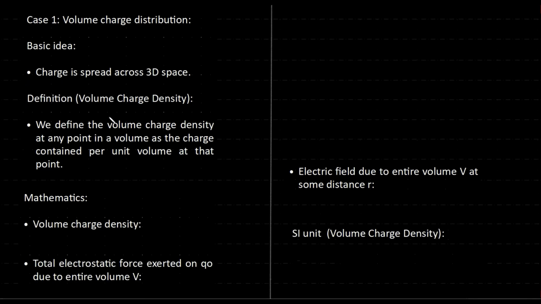First, we're going to start off with volume charge distribution. The basic idea here is that the charge is spread out in a three-dimensional space. That's why it's called volume charge distribution. A term that we need to know here is volume charge density. We saw dq and all of that, small charges. Whenever we talk about any material, we talk about density, is it not? So here it's to deal with charge, and we are looking at volume. So it's called volume charge density. We define the volume charge density at any point in a volume as the charge contained per unit volume at that point.